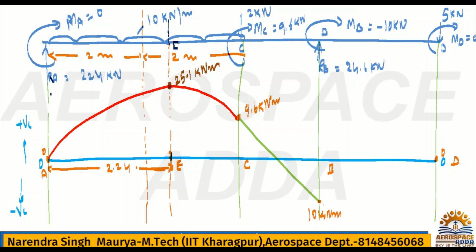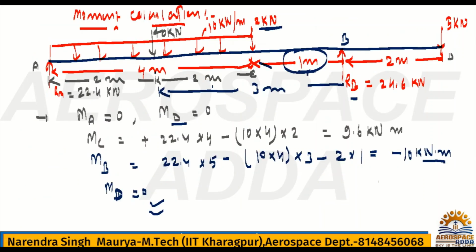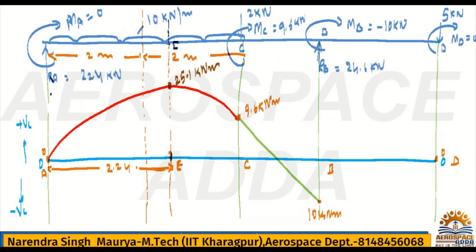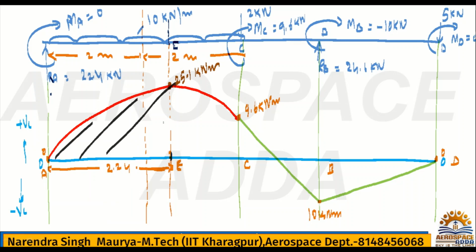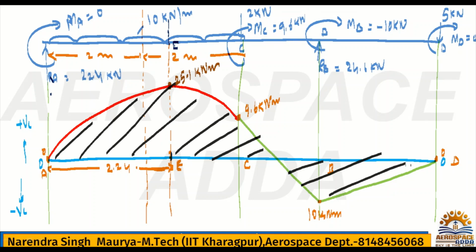After 10, because all the moments we have calculated, if you go back and check here, this moment we calculated as 10 kilonewton meter, then MD was 0. So this 10 kilonewton meter and 0 we have to meet with an inclined line. Okay, so this is now the bending moment diagram. See, this is the bending moment diagram. All right, then.